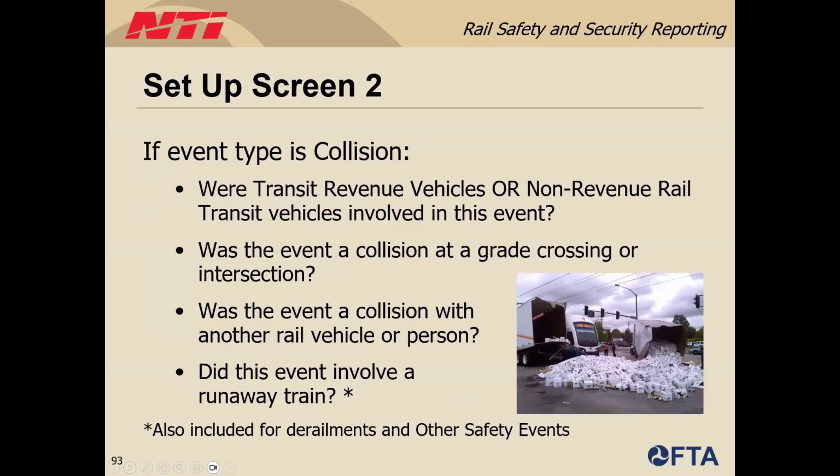If you are reporting a collision report, you're going to get 4 additional questions to answer. The first would be if transit revenue vehicles or non-revenue rail transit vehicles were involved in the event. If the event was a collision, if the collision was at a grade crossing or at an intersection, again, thresholds. Was the event with a rail vehicle or a person, again, another threshold, and did this involve a runaway train, again, a threshold.